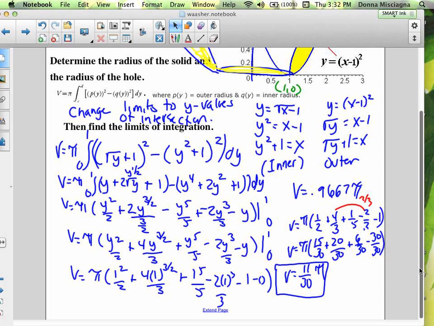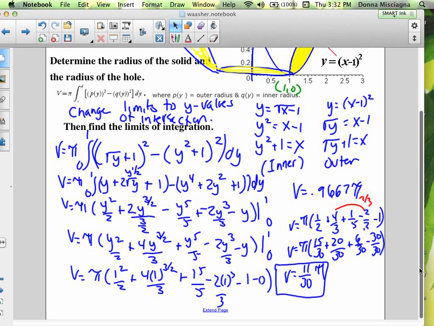We're going to integrate this. So I, of course, rewrote this. Notice we have 2 square root of y. That would be y to the 1/2. It says it right above there. Then we can use the power rule. So when we integrate, we have y squared divided by 2, plus 2y to the 3/2 divided by 3/2. Dividing by 3/2 is the same as multiplying by 2/3, so that's going to be 4/3 y to the 3/2. And then we have minus y to the 5th divided by 5, minus 2y cubed divided by 3, and then minus y, because we distributed the negative sign.